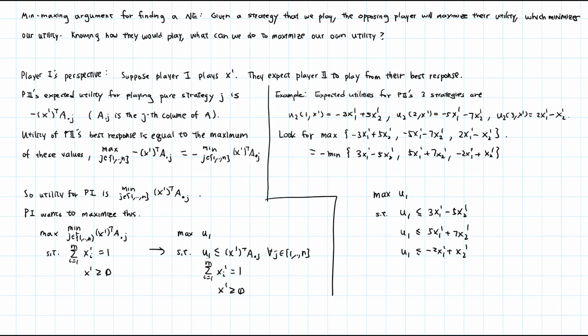The first 4 lines here tell us that u1 is going to be equal to the minimum of these 3 expressions. So this is the LP that player 1 would solve to maximize their own utility.